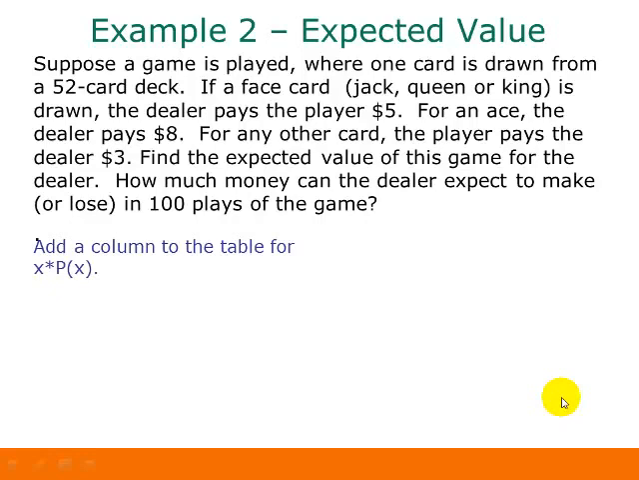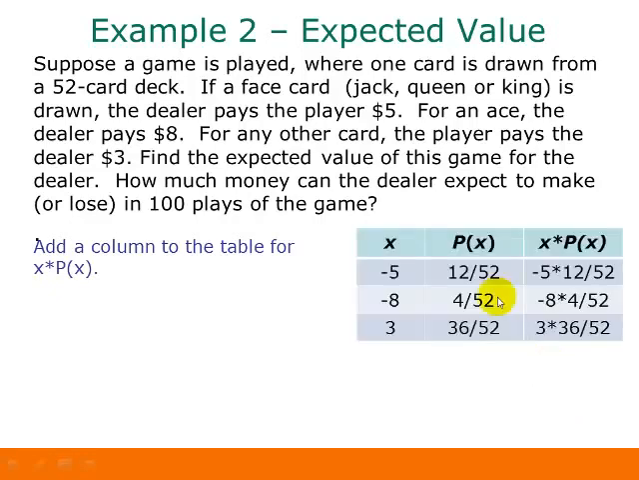Now, to actually find our expected value, we're going to take the table that we already had and add a column for x times p of x. And then in that column, we're going to multiply each x value times its probability. And again, if the x value is negative, we have to include that negative in our calculation here. So here we have -5 times 12 over 52. Here we have -8 times 4 over 52. And here we have 3 times 36 over 52.